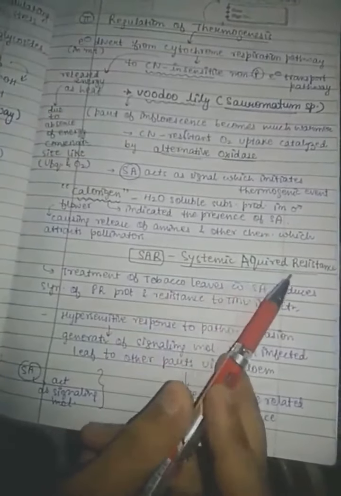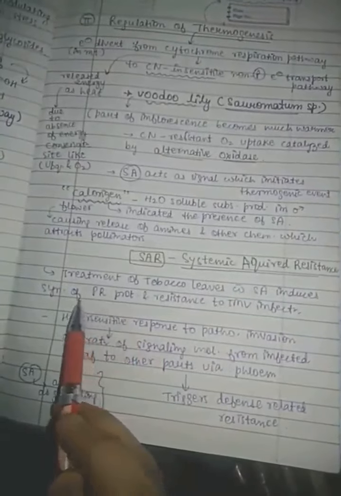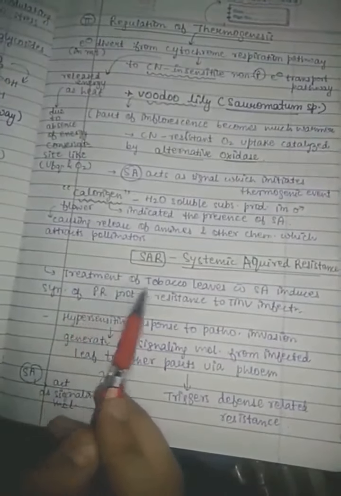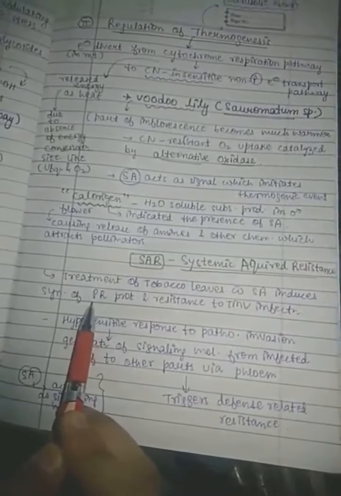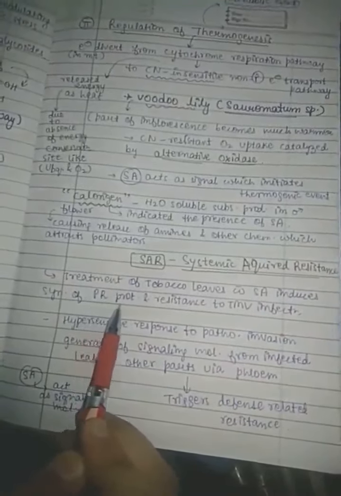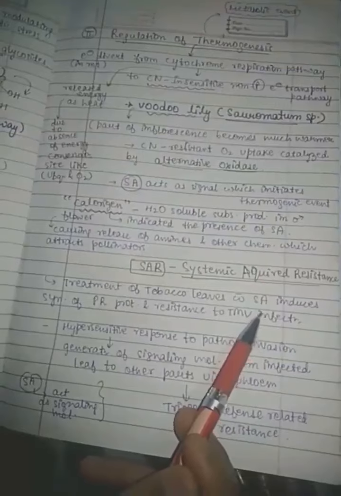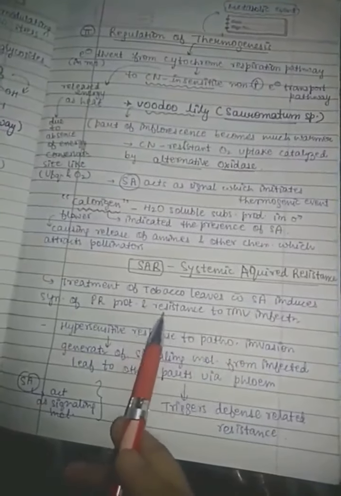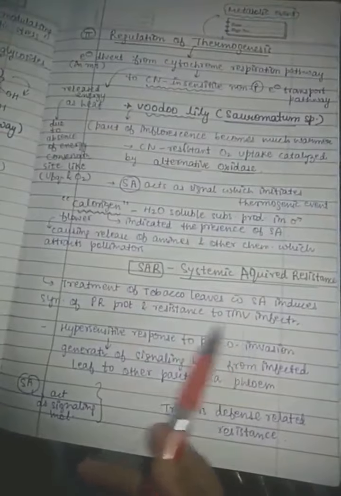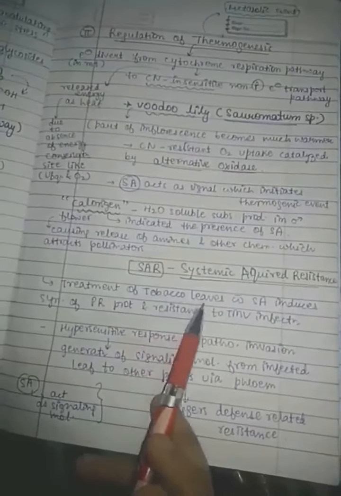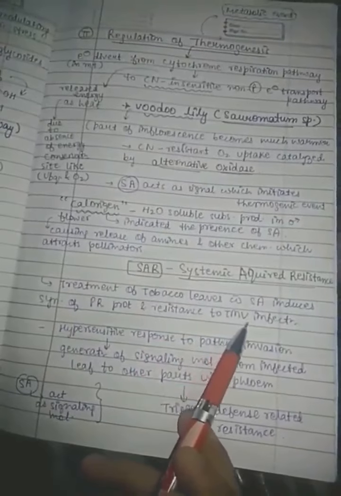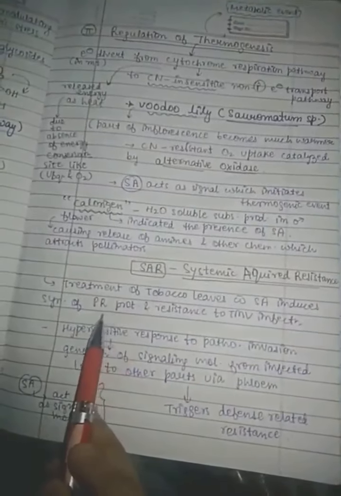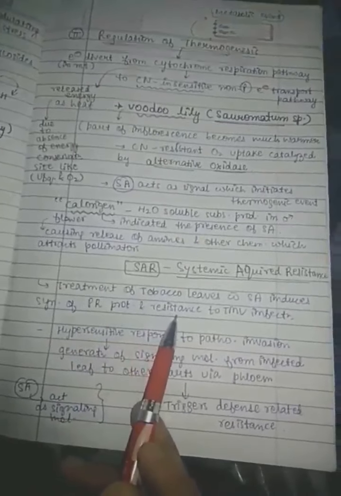This systemic acquired resistance could be seen during infection. Let us consider one situation: treatment of tobacco leaves with salicylic acid induces synthesis of PR, that is pathogen related proteins, and resistance to TMV infection, that is tobacco mosaic virus infection. So if we exogenously apply salicylic acid, it will lead to resistance against a particular disease. In this case, in tobacco leaves, there will be resistance to TMV infection by synthesis of certain PR proteins or other resistance mechanisms.